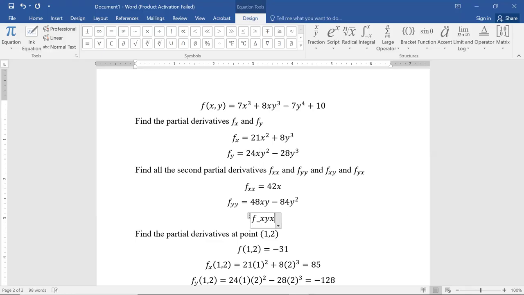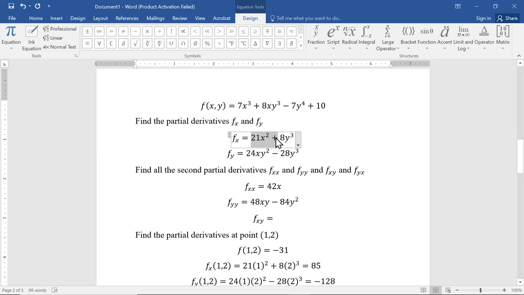Let's do f sub xy. So I take the derivative with respect to x. I already did that. And now I take the derivative of this with respect to y. Now, with respect to y, the 21x squared is a constant, so that's going to become 0. And 8y to the third, the 3 comes out front, I get 24y squared when I take the derivative. So I get 0 plus 24y squared.